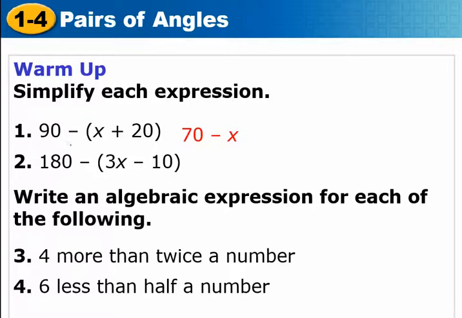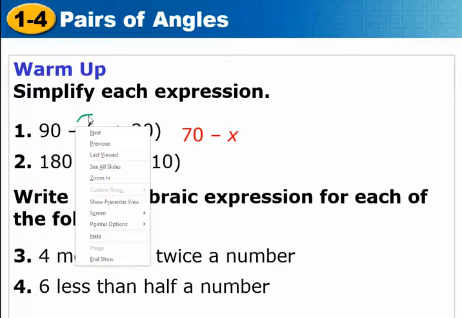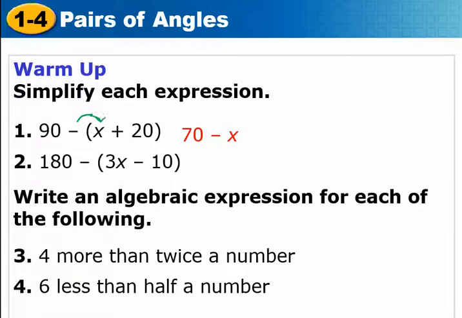So for number 1, you should have got 70 minus x, and that's because this minus sign will distribute through the parentheses. I often will tell algebra students to put a 1 here. So you're really taking negative 1 times x, and then negative 1 times 20. So you'd get 90 minus 1x minus 20, and then you can see that 90 minus 20 is 70 minus 1x or minus x.